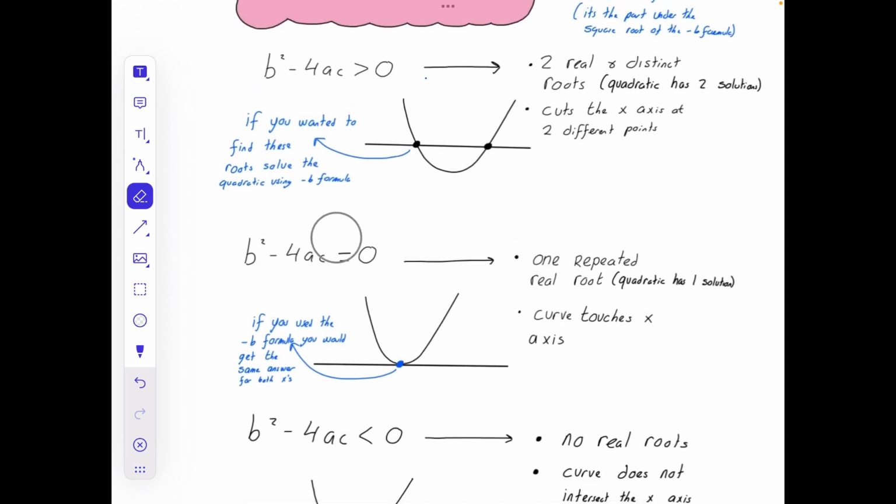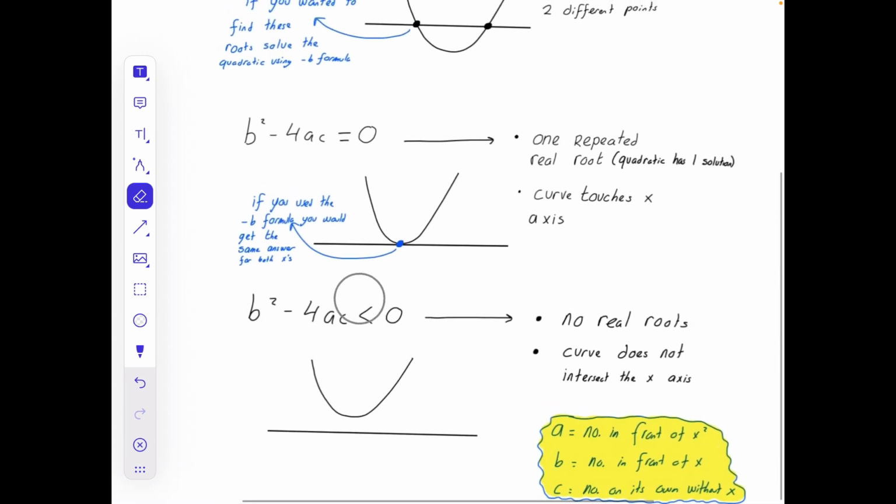Distinct just means different. Okay, if you find b squared minus 4ac and it's equal to 0, you have 1 repeated root. Your quadratic will have 1 solution. If you put it into the minus b formula, you'll get out 2 answers, but they'll both be the same. So you might get x equal to 1 and x equal to 1. This means that the curve touches the x-axis, so it comes down and then goes back up, but it just tips off the x-axis. So that's if your discriminant is equal to 0.